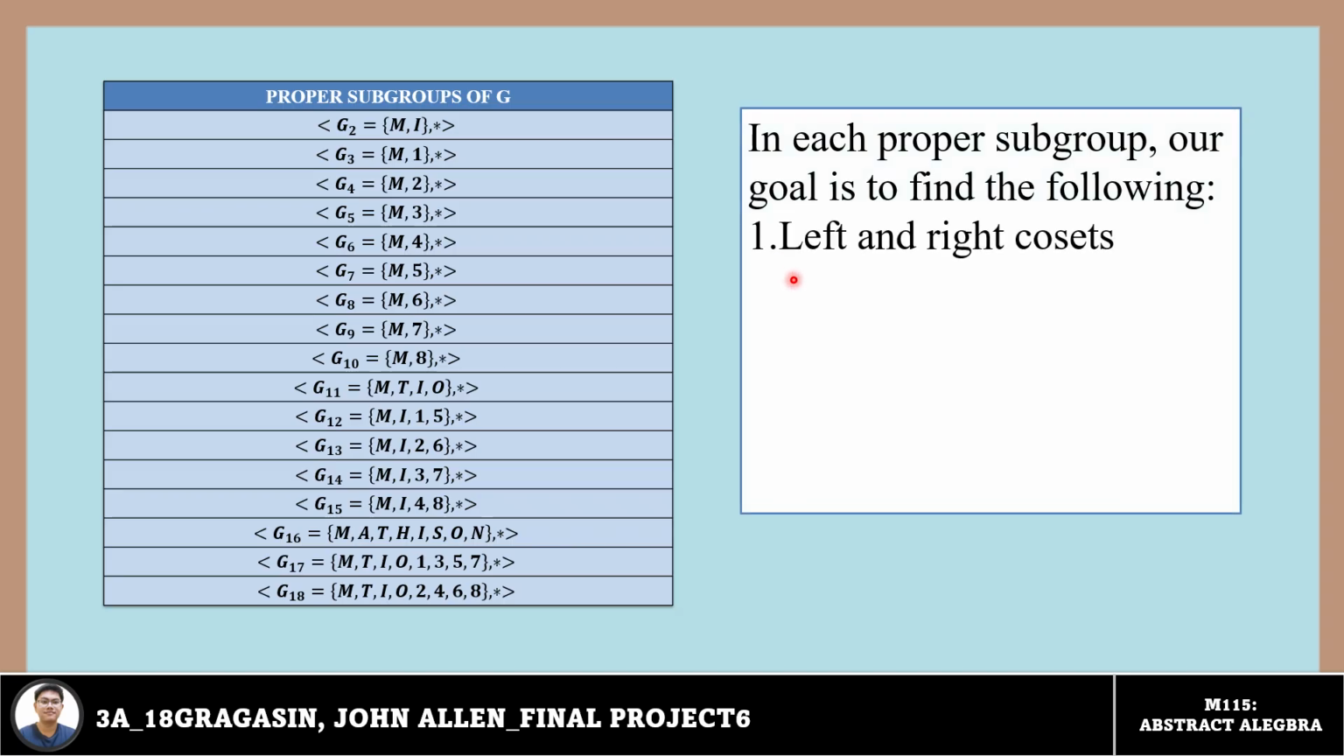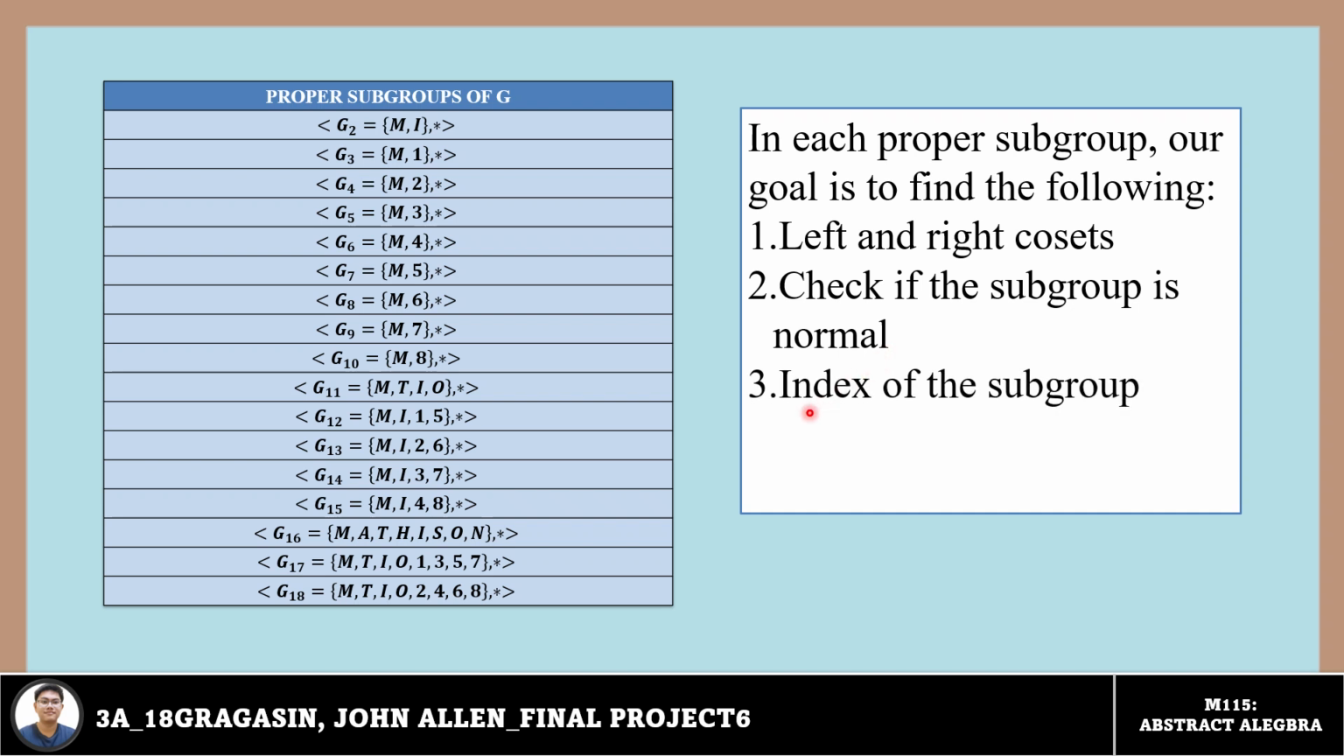So in here, we need to find or determine the left and right cosets. For number 2, check if the subgroup is normal. 3, index of the subgroup. And then 4, order of an element. And for number 5, the factor group.